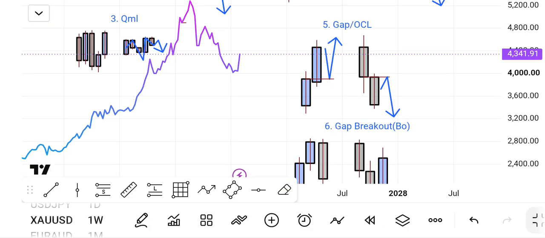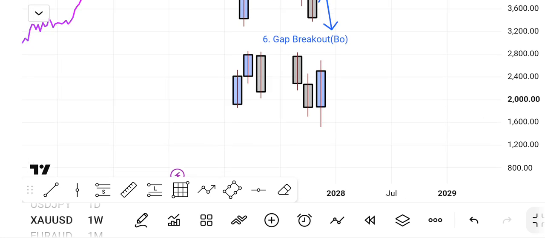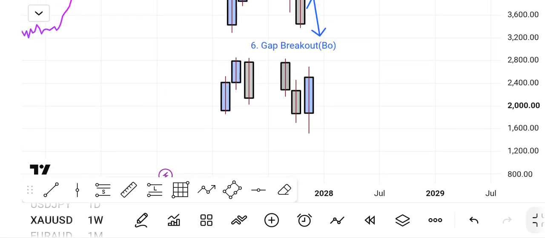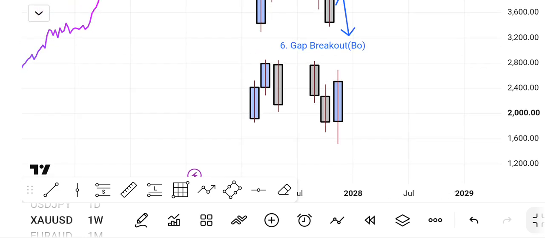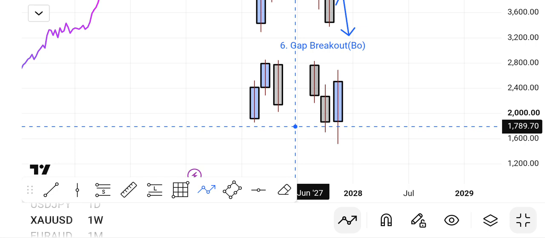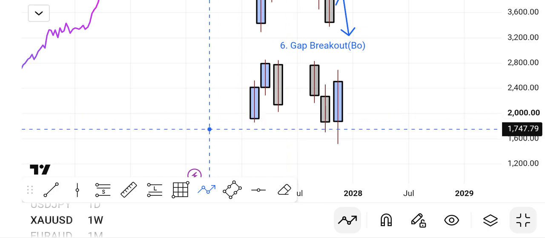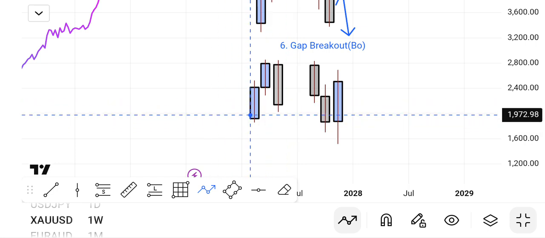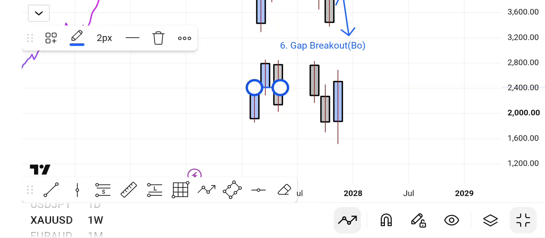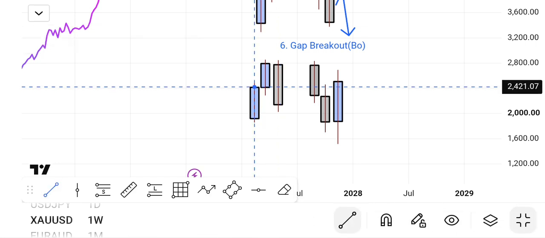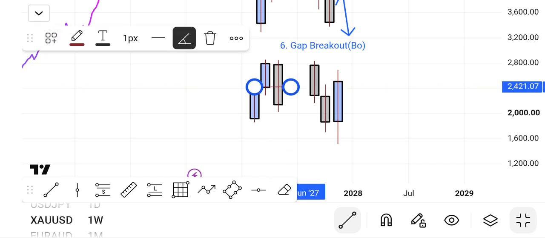So let's go to the last but not the least, and then we call it a day. We have the broken world, the gap breakouts. What happened here is that price was buying, it was bullish. Price was literally bullish, man. And then this is the bullish stuff here. This is the gap, and then price came here. Price bullish, and then it broke it.